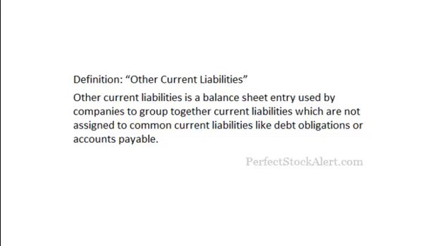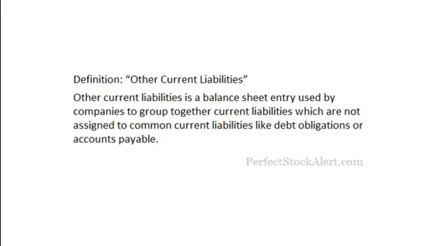Today we're going to look at the definition of other current liabilities. As I do in each one of these fundamental analysis tutorial videos, I'll give you the actual definition and then we'll go on to look at an example. Other current liabilities is a balance sheet entry used by companies to group together current liabilities which are not assigned to common current liabilities such as debt obligations or accounts payable.